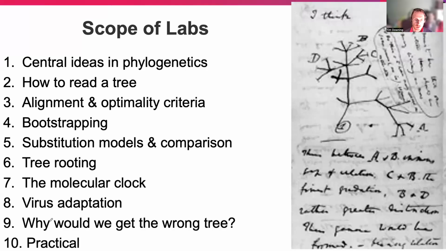So welcome to video 9 in our course G07 on phylogenomics. And here we're looking at why would we get the wrong tree.